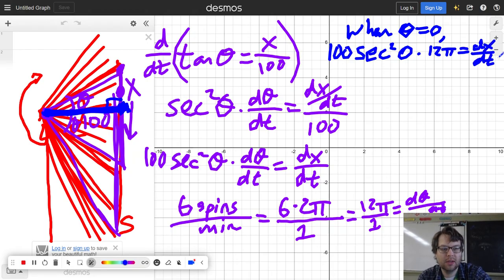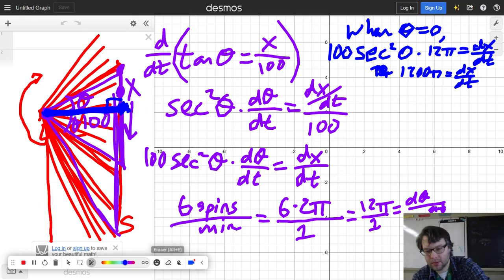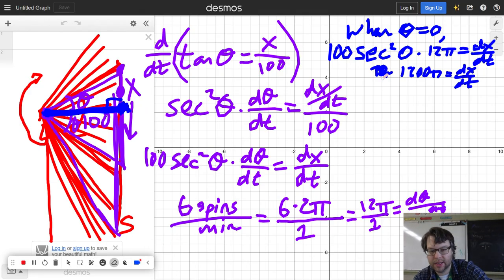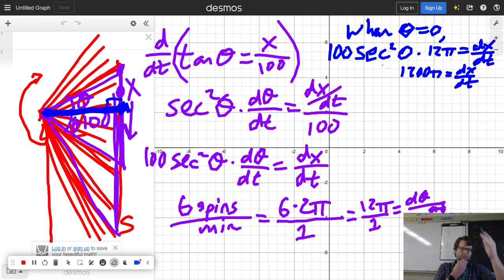And so if I do that, secant squared of 0 is 1, so I have 100 times 12 pi, so I have 1200 pi, and that's dx/dt. So at the moment when the lighthouse is directly across from the shoreline, when the beam is shining at a right angle to the shoreline, the beam is moving 1200 pi. That's the speed. Now let's think about our units here.